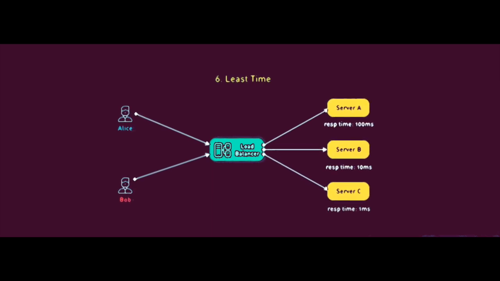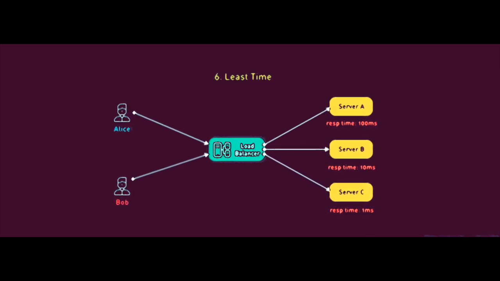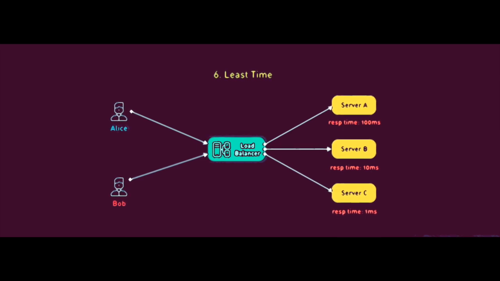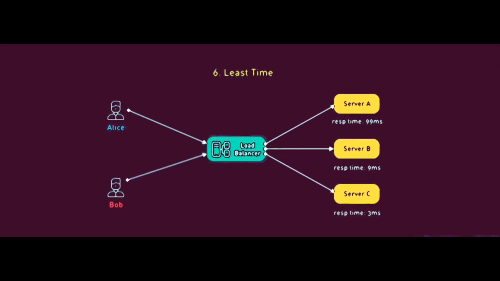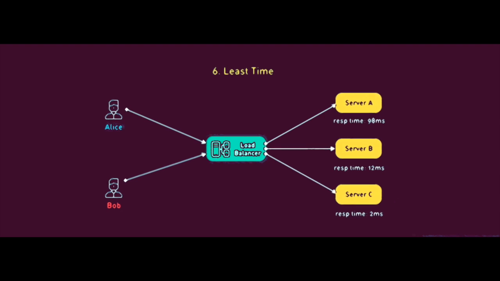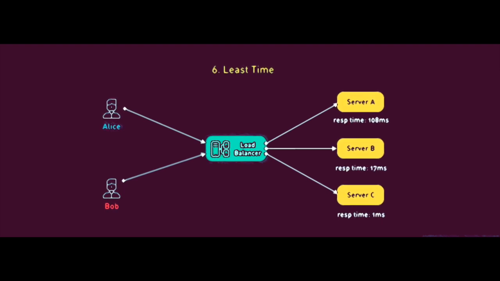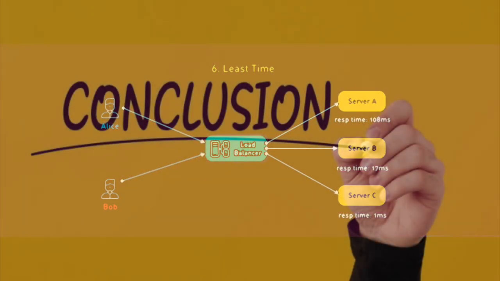Least time algorithm. Here, requests are sent to the server with the lowest latency or fastest response time. Latency for each server has to be continuously measured in this algorithm. This algorithm is highly adaptive and reactive, but also requires continuous monitoring, causing significant overhead and complexity.